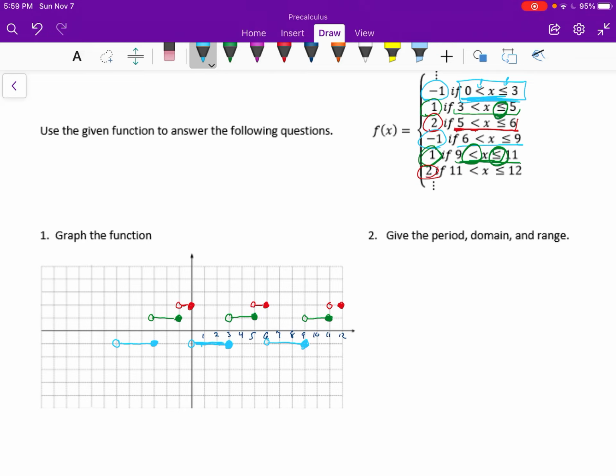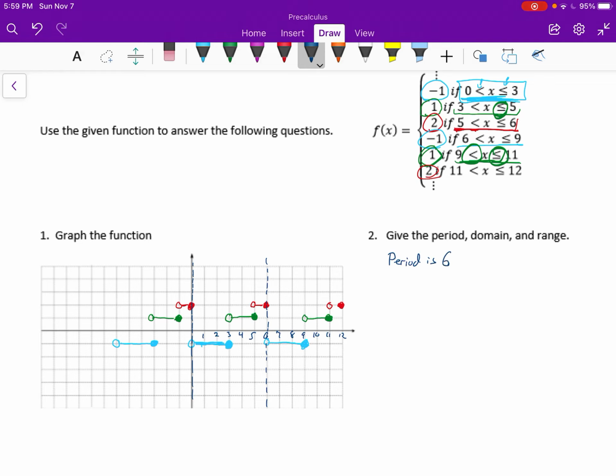Part 2 here says, give the period, domain, and range. Well, looking here, I like to start around 0. So here's x equals 0. We have blue, green, red, and back to blue. Now, I know it's not always color-coded, but we can see it a little bit better there. So there's our period. So our period is 6.